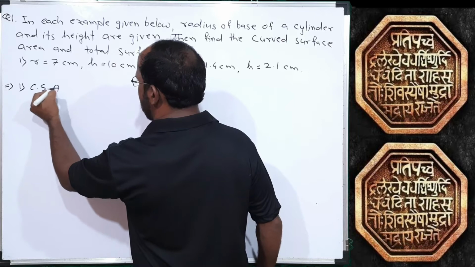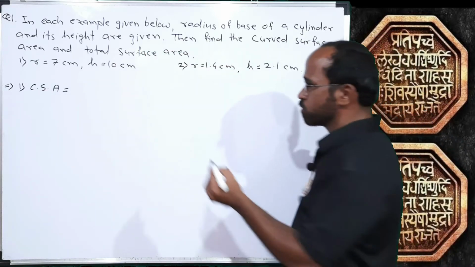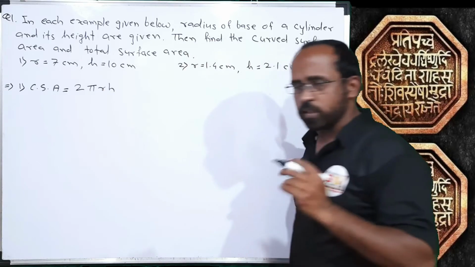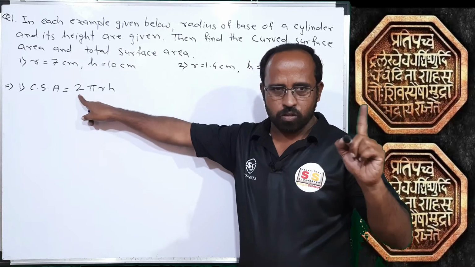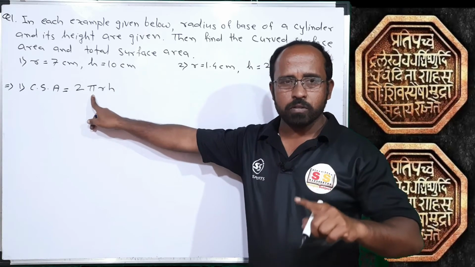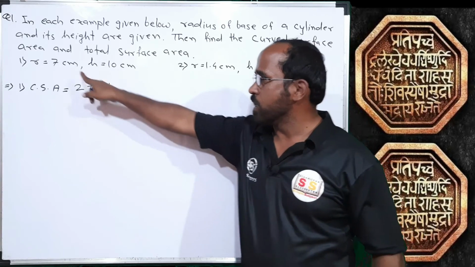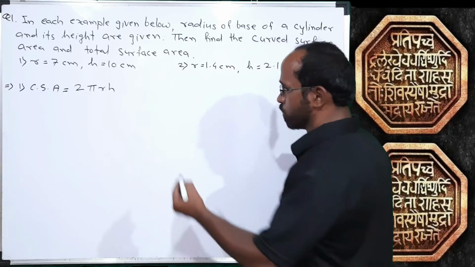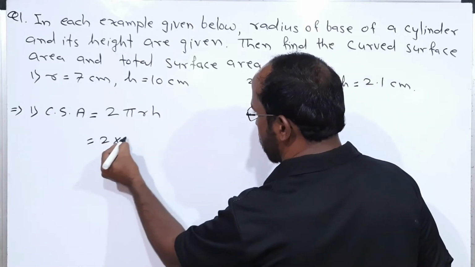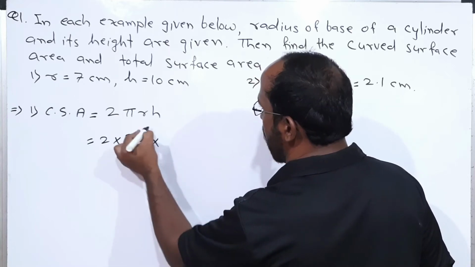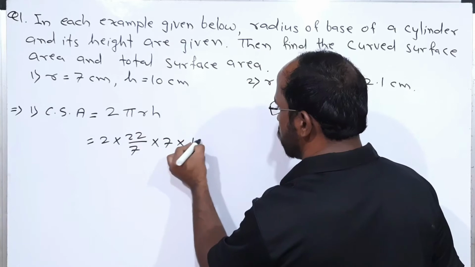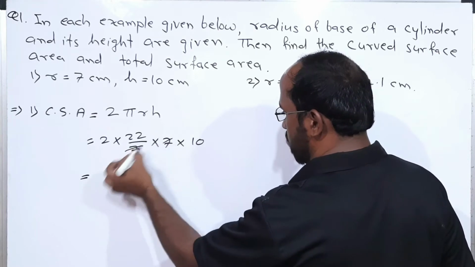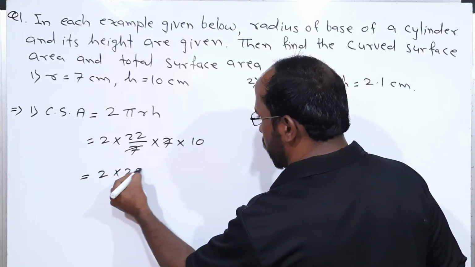curved surface area. The formula for curved surface area is 2 pi r h. What is there in the formula? 2 is a constant number. Pi, 22 upon 7, is also a constant number. r is given, h is also given. So we can directly find the curved surface area by replacing the values: 2 multiplied by 22 upon 7 into r equal to 7 into h equal to 10. So by applying test of divisibility, this 7 will cut. So what remains? 2 into 22 into 10.